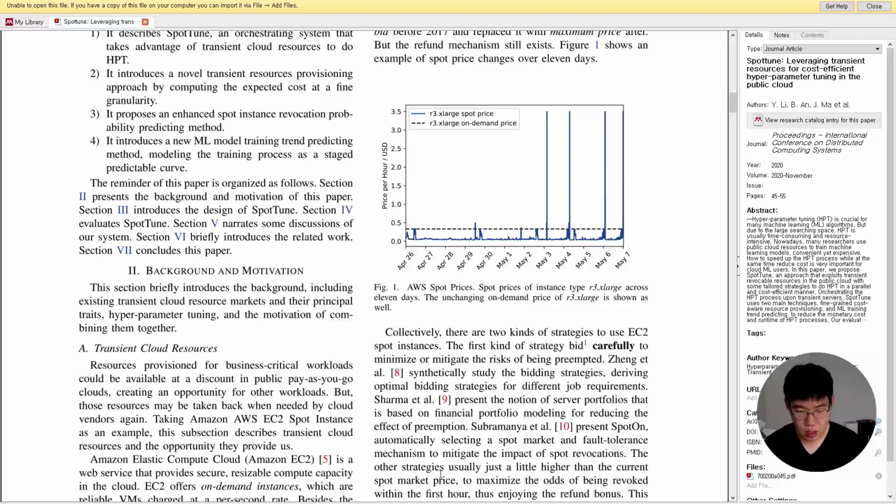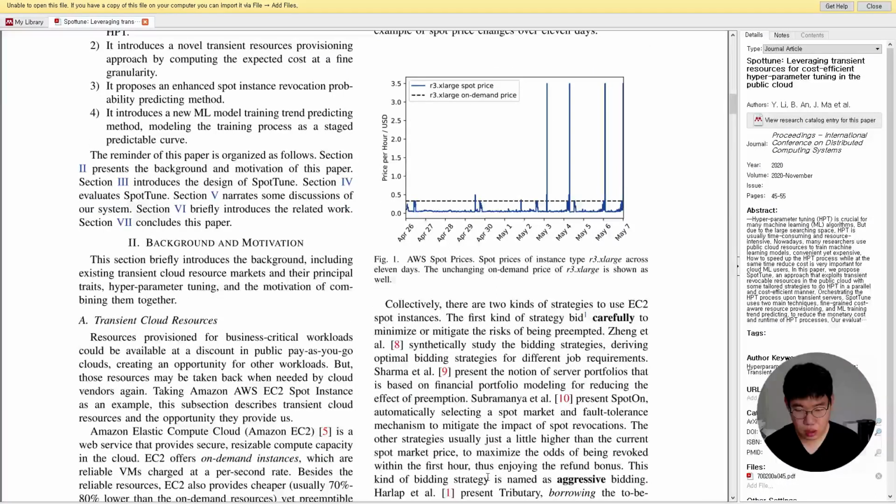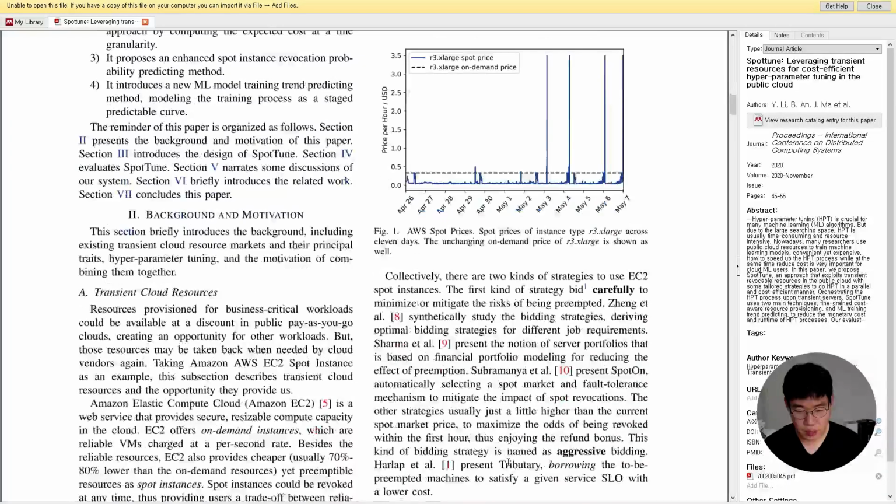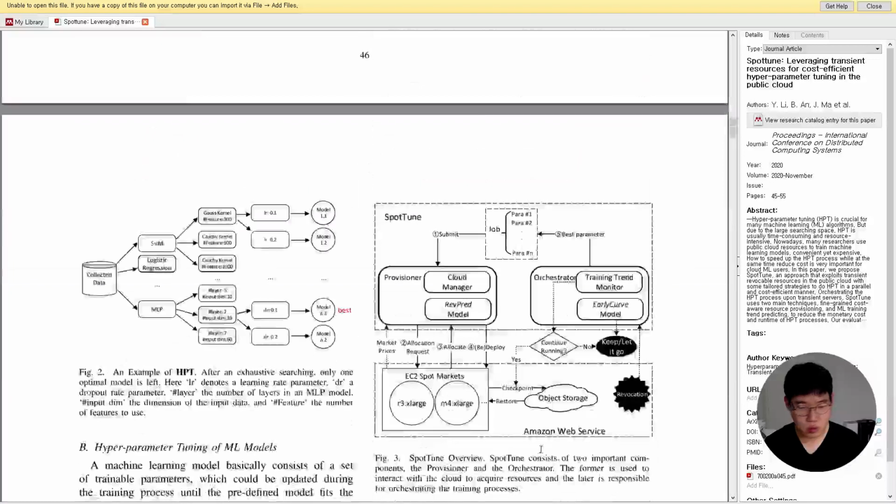The other strategy bids usually just a little higher than the current spot market price to maximize the odds of being revoked within the first hour, thus enjoying the refund bonus. This kind of bidding strategy is named aggressive bidding. Harper et al. present Tributary, bidding for revocable machines to satisfy a given service SLO at a lower cost.